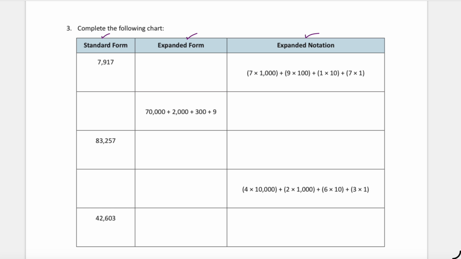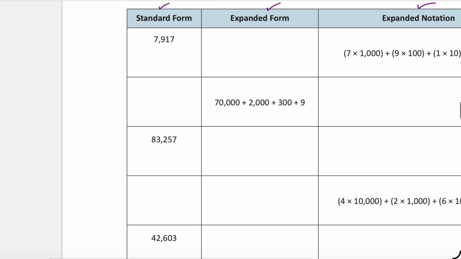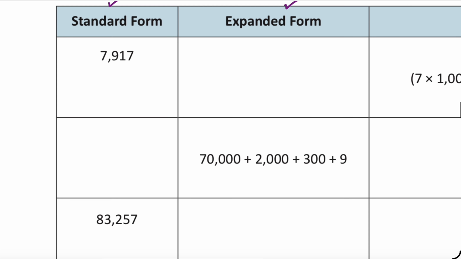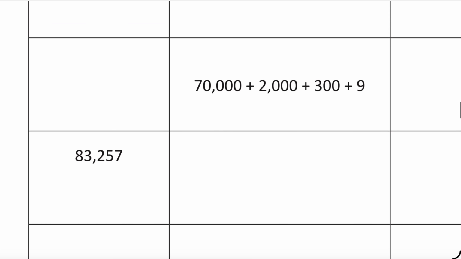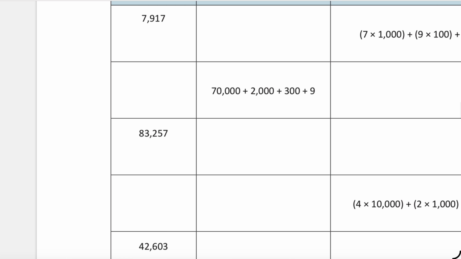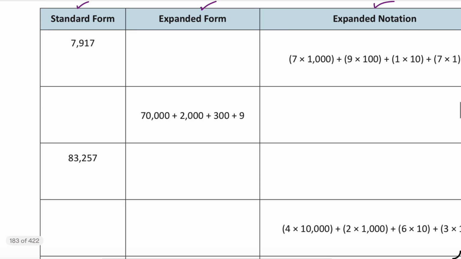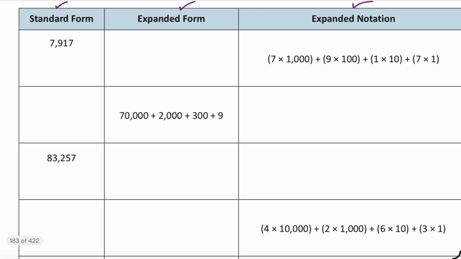When looking at standard form, that's simply the way the number is written standardly. Okay, so 7,917. And then here you have 83,257. So it's just the regular way that the number is written. Expanded form, you are simply adding the value of each digit. And then expanded notation, you're multiplying the digit by what place it's in. So let's start with the top.